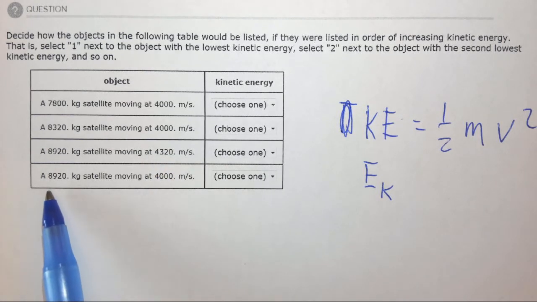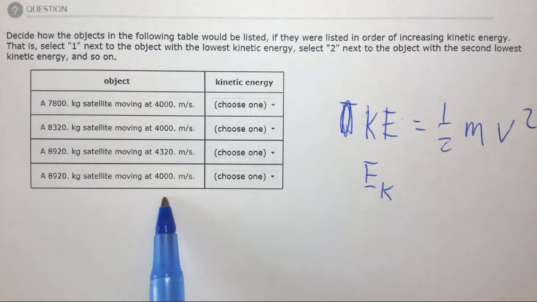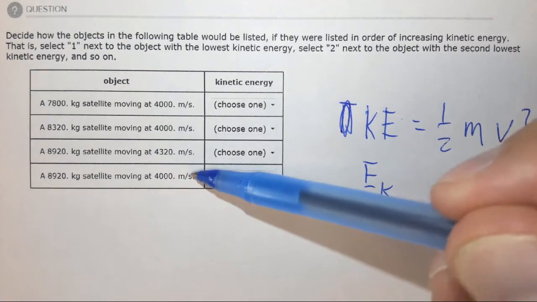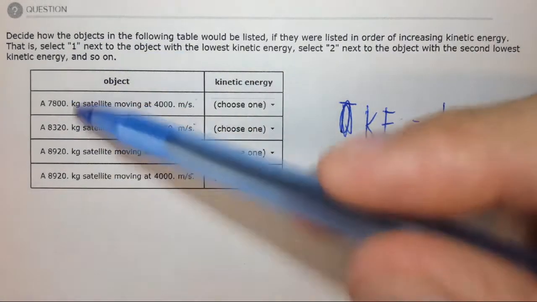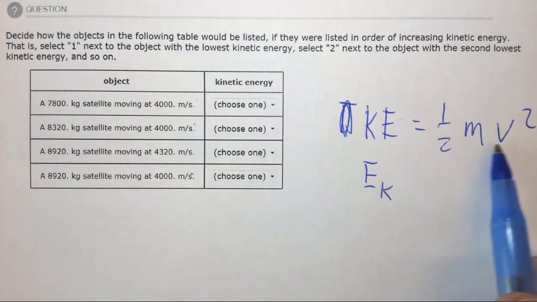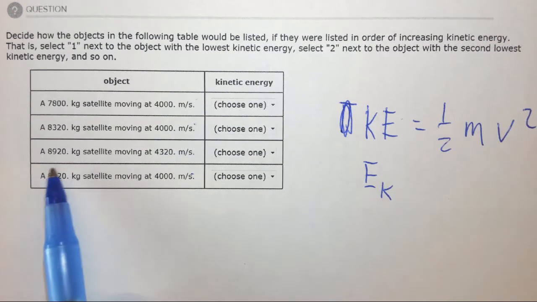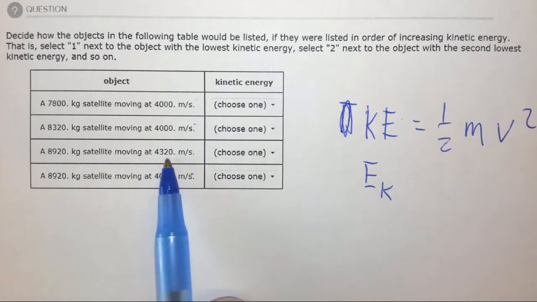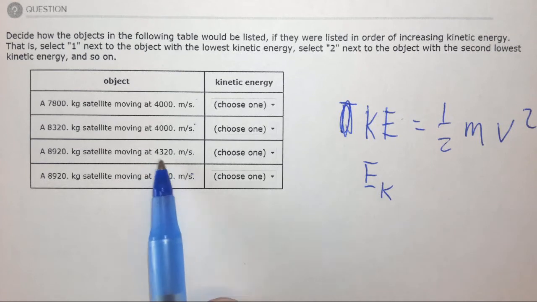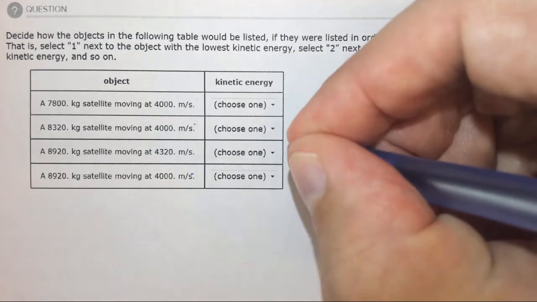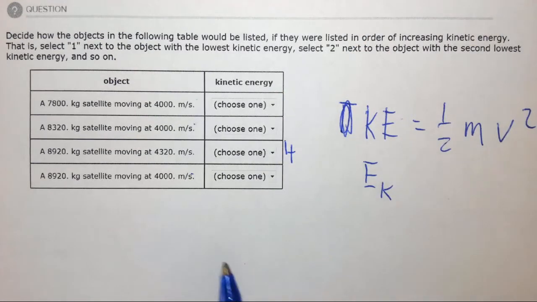And then finally, a heavier object moving at 4,000 meters per second. So among the objects moving at 4,000 meters per second, the heaviest one will have the highest kinetic energy because it's mass times velocity squared. However, in this case, the heaviest object also has a higher speed. So this will be the absolute greatest kinetic energy, which in this case is ranked 4 because 4 is the highest.